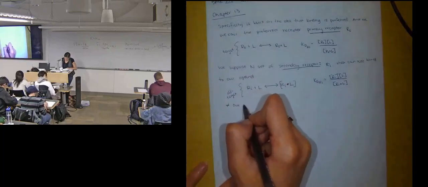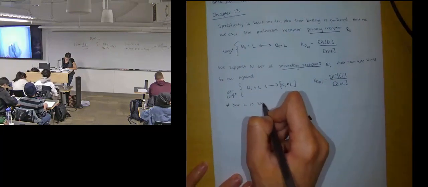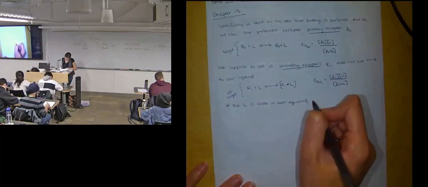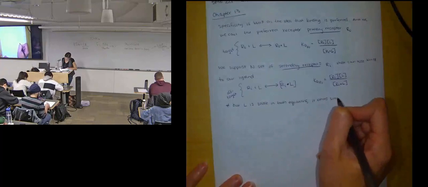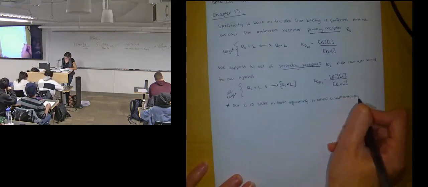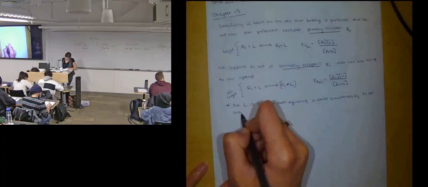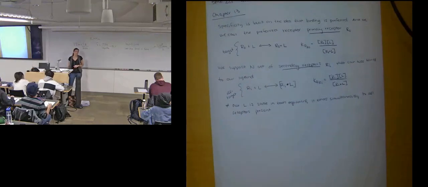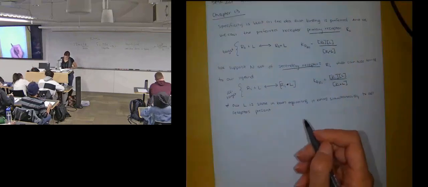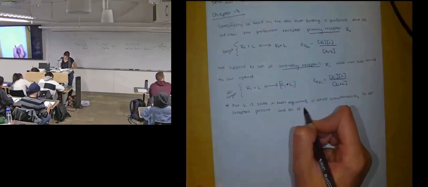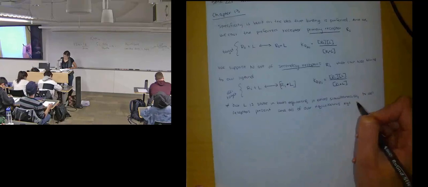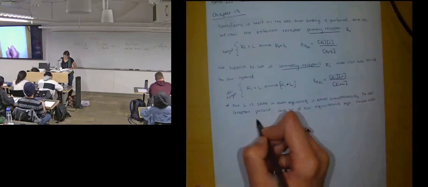In this situation, our ligand is the same in both equations. It binds simultaneously to all the receptors present. I guess theoretically every ligand can bind to every receptor, but some of them are going to be at not measurable levels. And all of our equilibrium equations would also have to be satisfied.